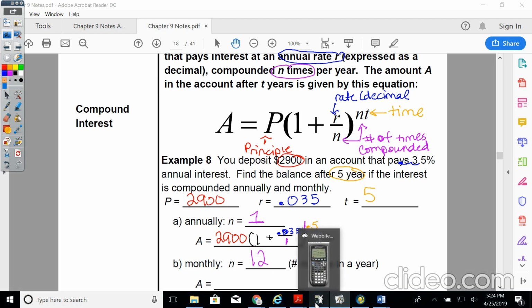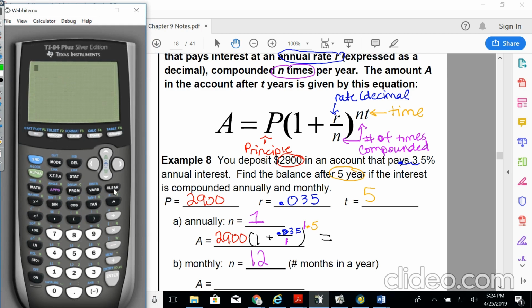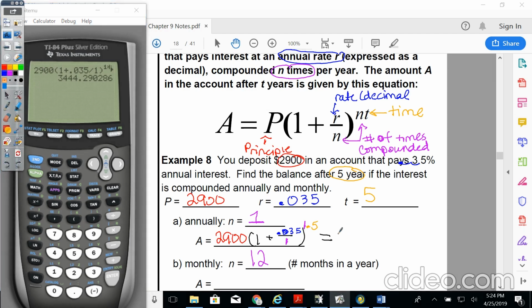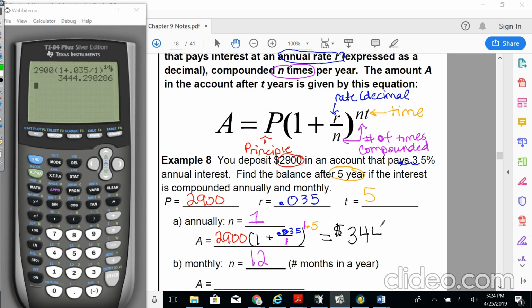So grab your calculator, and I'm going to do 2,900 times 1 plus, technically you should put parentheses around this fraction, but order of operations is going to make it do that part first, so we really don't need the parentheses here, divided by 1 to the 5 times 1 is just 5 in the exponent. And we press enter. And we're talking about money here, so we round to the nearest cent. So we have how much in our bank account? We have $3,444.29.